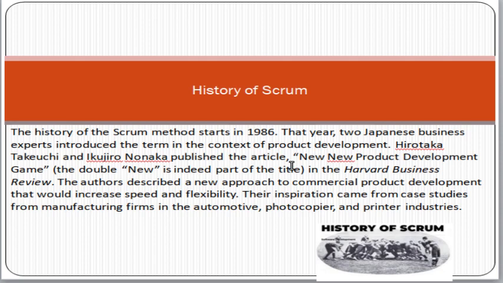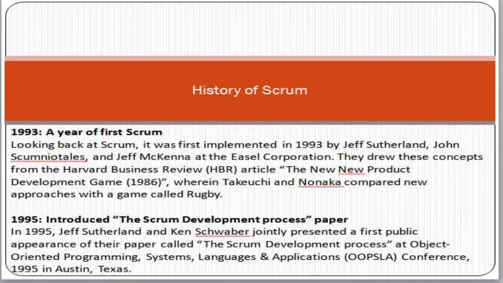So in 1986, these two Japanese business persons, Hirotaka Takeuchi and Ikujiro Nonaka, gave the concept of Scrum. In 1993, looking back at Scrum, it was first implemented by Jeff Sutherland, John Scumniotales and Jeff McKenna at the Easel Corporation. They drew these concepts from the Harvard Business Review article, The New Product Development Game, from the two Japanese authors, wherein Takeuchi and Nonaka compared the new approach with the game of rugby. Basically, in 1993, another foundation was made by Jeff Sutherland and Jeff McKenna.